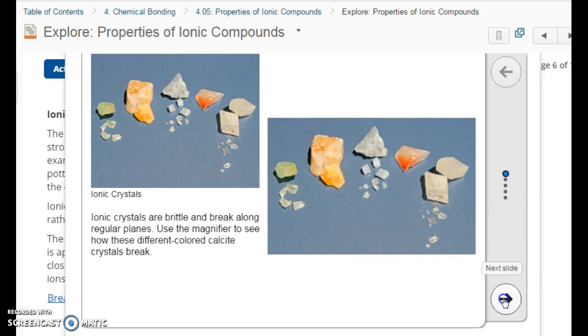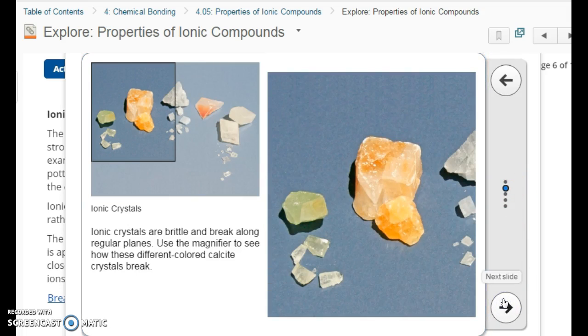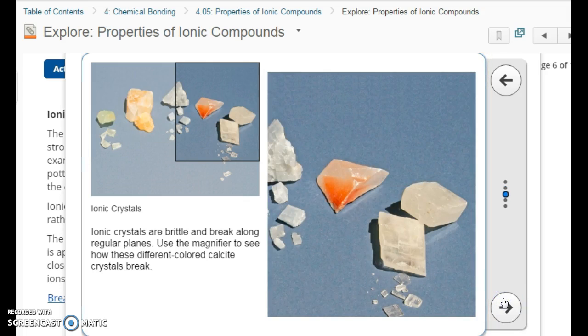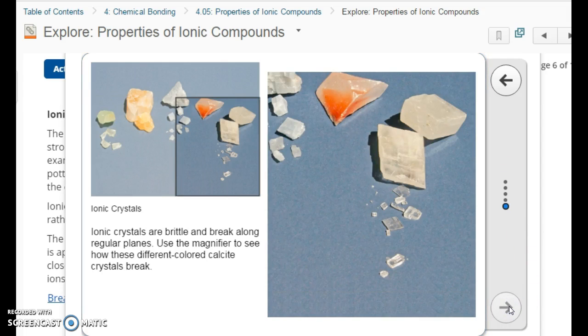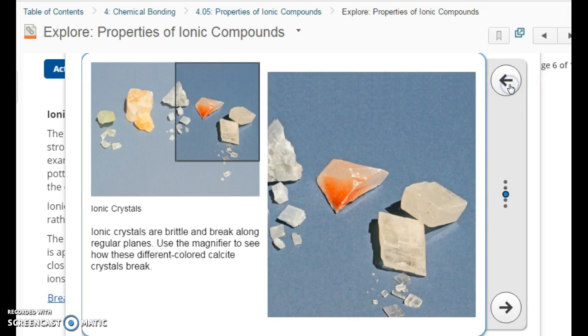All right. Now some crystals are going to break just more cubic. Some are going to have more of an irregular structure, but still have the nice edges. Some definitely, you can see here, they're a lot smaller. So just kind of cool.